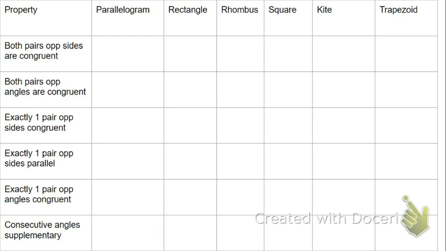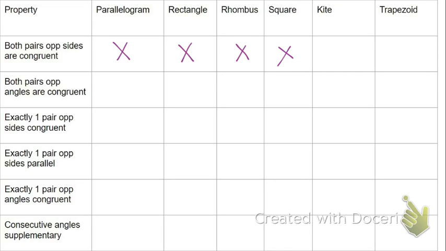All right, so for which quadrilaterals are both pairs of opposite sides congruent? We've already talked about this one a little bit. Both pairs of opposite sides congruent is true for a parallelogram. If it's true for a parallelogram, it has to be true for each type of parallelogram. So that would be rhombus, rectangle, and square. Okay, that's not going to be true for a kite or a trapezoid.